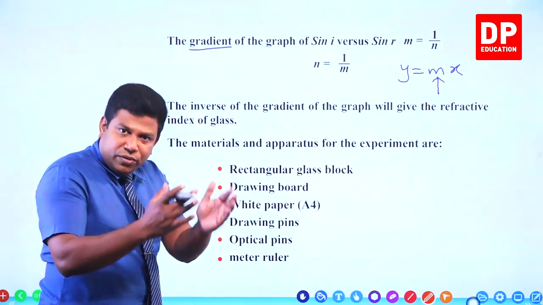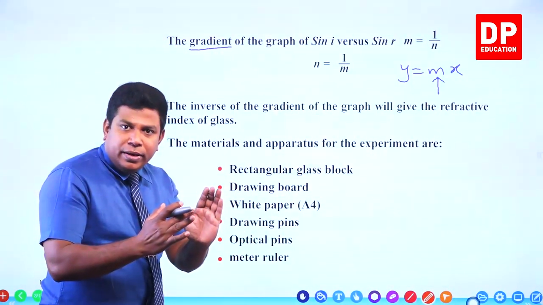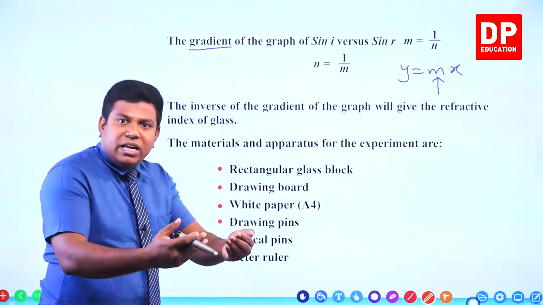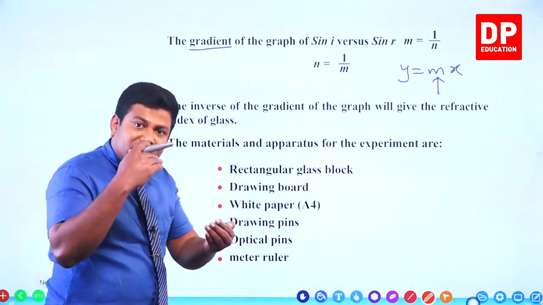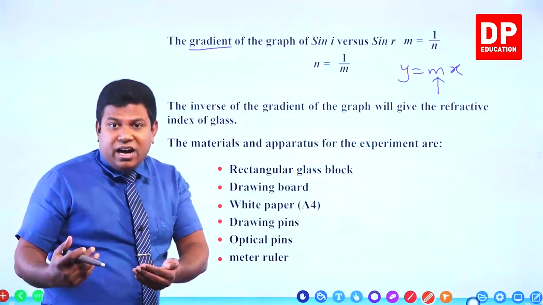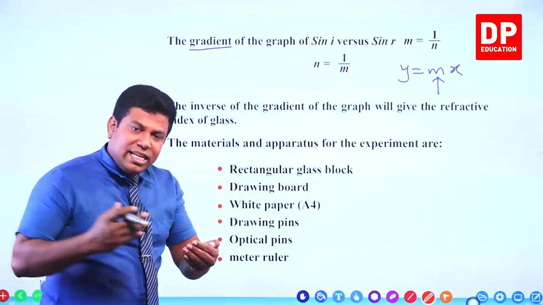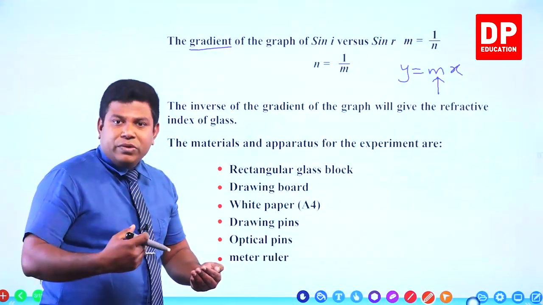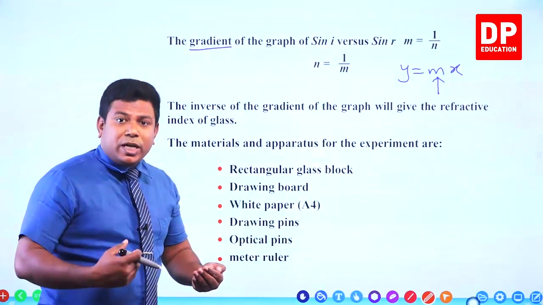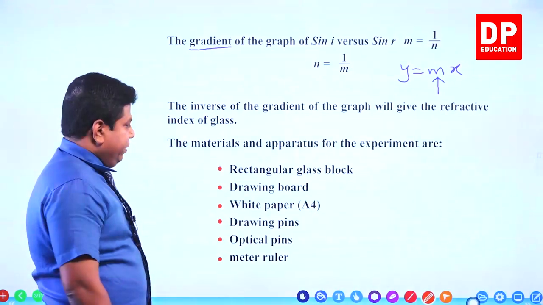Since we are doing this practical for glass, we are going to keep a glass block and do this experiment. The answer we are getting for n is the refractive index of the glass compared to what? With respect to the air. The first medium, where the incidence ray is in, is air. So, compared to air, glass's refractive index is what we are going to find.